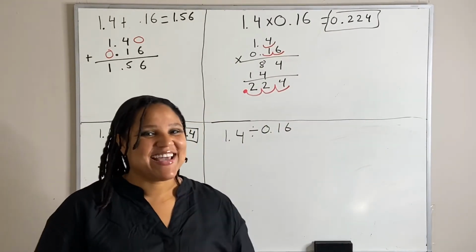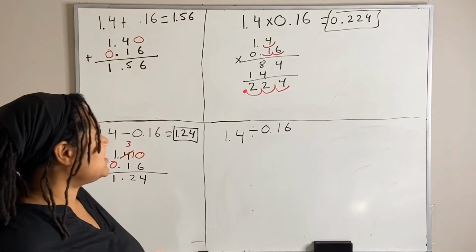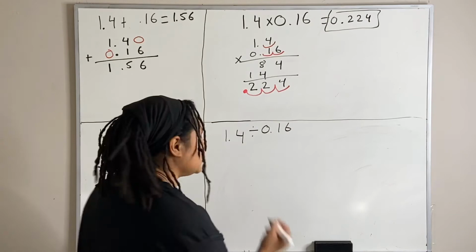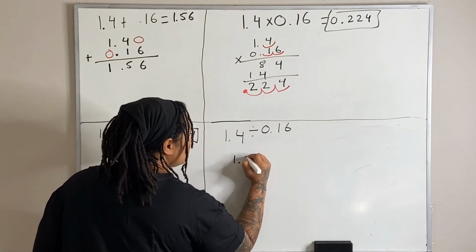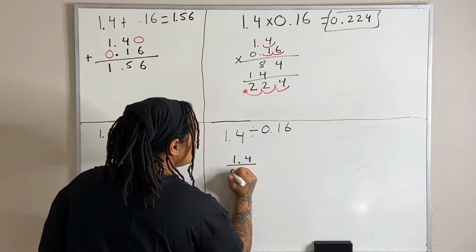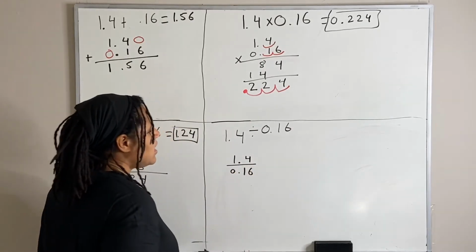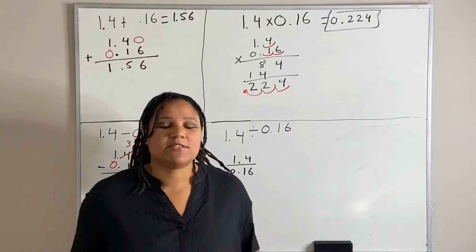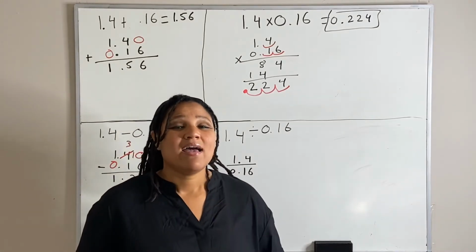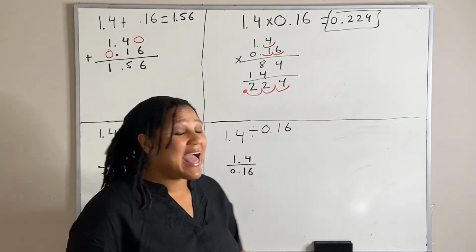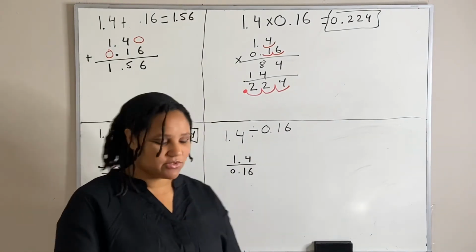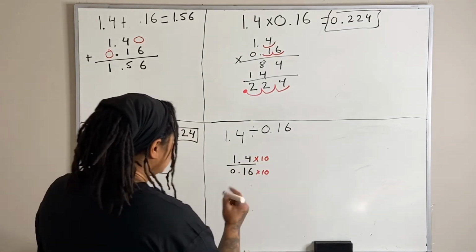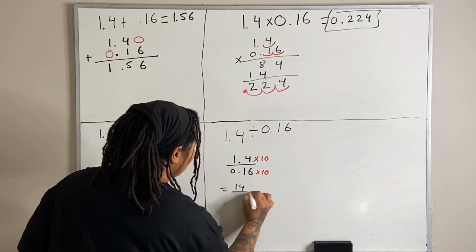Okay, so now let's look at how to divide decimals. The first thing you want to do is write it as a fraction. So I'm going to write 1.4 over 0.16. Now you want to get rid of those decimals. How are we going to get rid of those decimals? Well, you want to multiply the top and the bottom by however many tens you need to get rid of those decimals. So if I multiply the top and the bottom by 10, then I'm going to get 14 over 1.6.